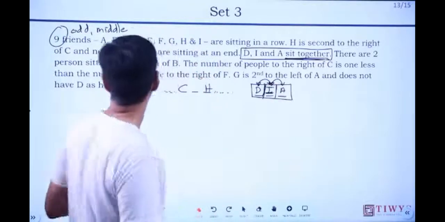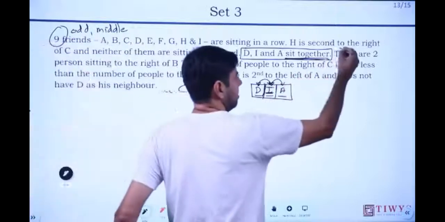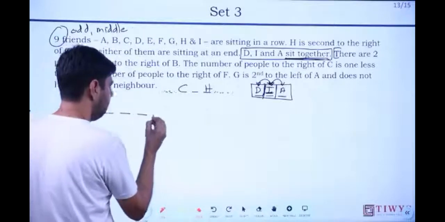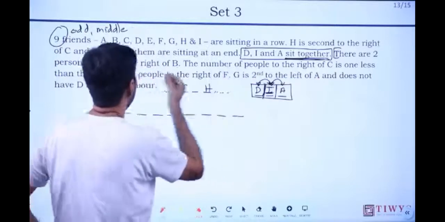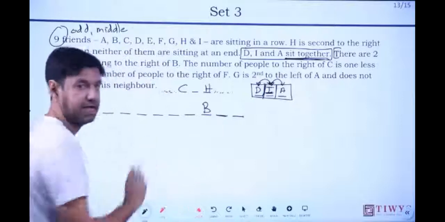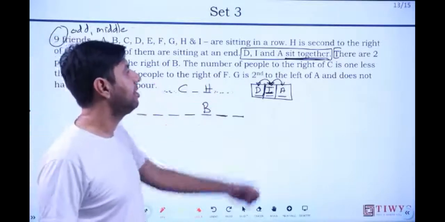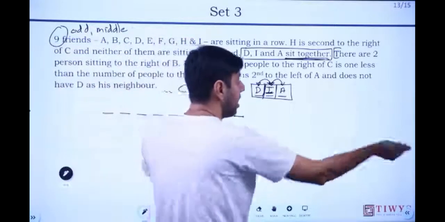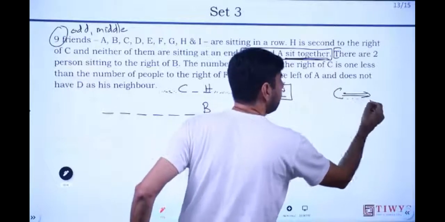Okay. There are 2 persons sitting to the right of B. Now, this is an absolute position. So I'll start this 1, 2, 3, 4, 5, 6, 7, 8, 9. To the right of B. So B is over here. There are 2 people to the right. So that's an absolute position. By now you should pick up. The number of people to the right of C. Visual, C, right of C. C, right of C. कितने लोग हैं?